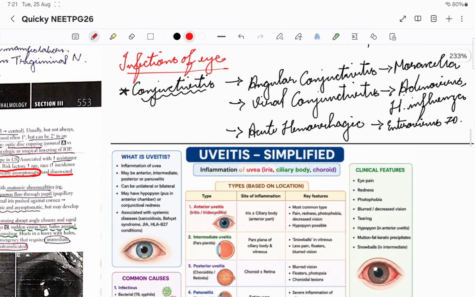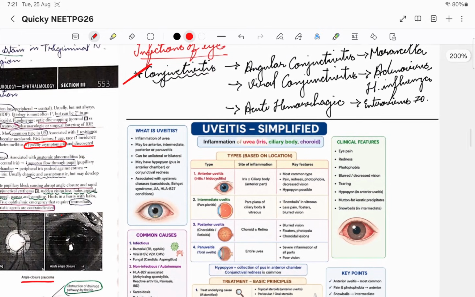Then coming to all the infections of the eye, we'll discuss one by one, starting from conjunctivitis. We discussed angular closure glaucoma, Moraxella, viral conjunctivitis with adenovirus, and H influenzae. Acute hemorrhagic conjunctivitis is enterovirus and Coxsackie. We discussed that hand, foot, mouth disease might lead to conjunctivitis. And in kids, in Kawasaki disease, this might happen. It is not a criterion for Kawasaki disease, but it might happen. That is the thing with respect to conjunctiva.